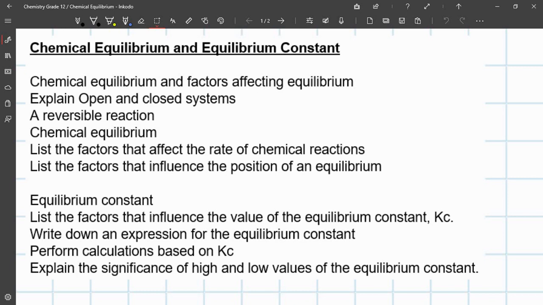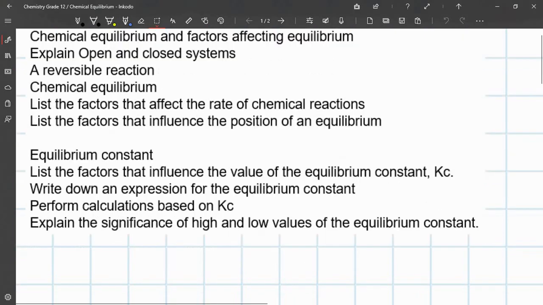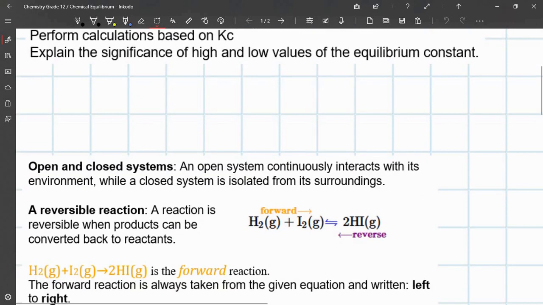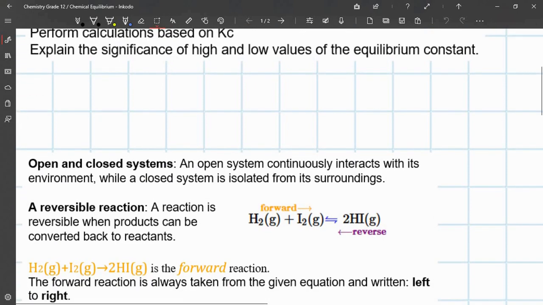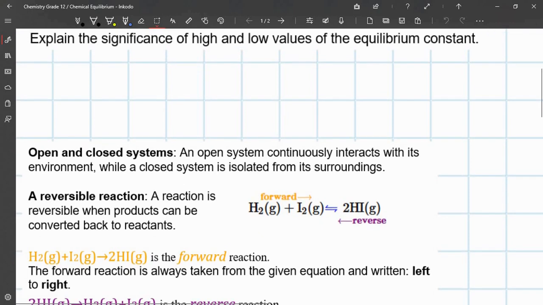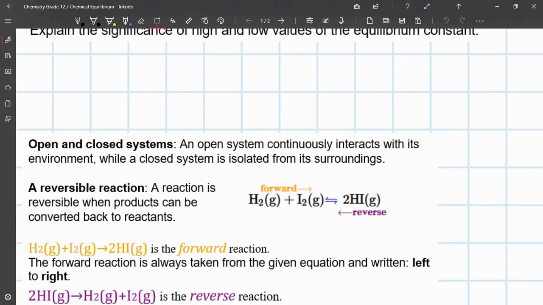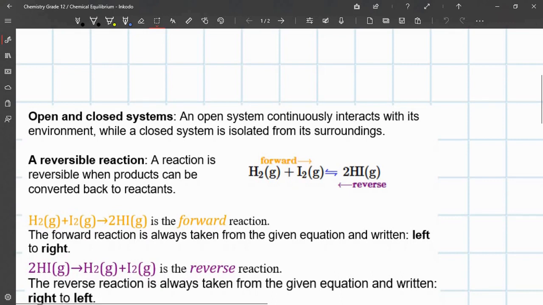Alright, so let's go through some definitions first regarding chemical equilibrium. Okay, so open and closed systems firstly, what are they? An open system continuously interacts with its environment while a closed system is isolated from its surroundings. Very straightforward. A reaction is reversible when products can be converted back into reactants.